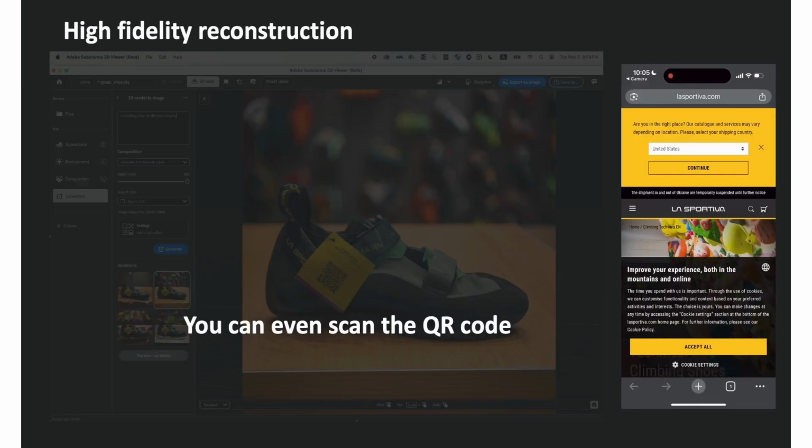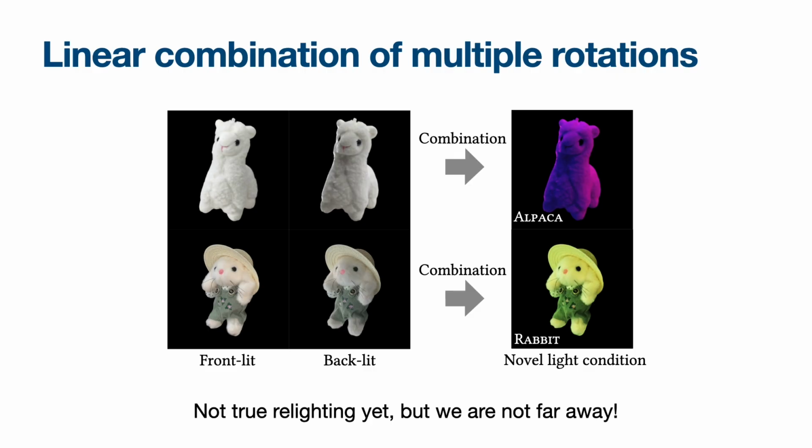So, one thing you can, of course, do, you can take multiple light rotations, take linear combinations of them, so you get new kind of cool lightings, like here, but this is not true relighting, but we are not far away. I'm kind of excited about this method because it has everything else. The capture effort is easy, the quality is super high. We just need one more step to make it fully relightable.